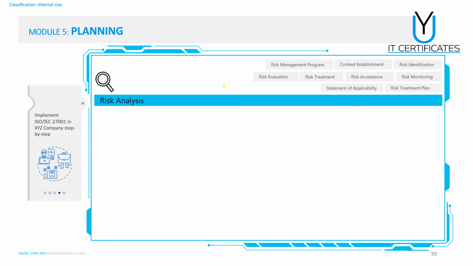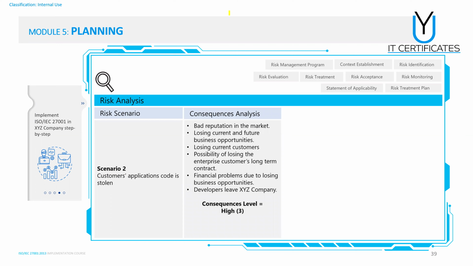Okay, what is the next scenario? Customer's application code is stolen. Wow, this is a crisis. Again, what is the impact? Bad reputation in the market, losing current and future business opportunities, losing the current customers because their code was stolen, possibility of losing the enterprise customers' long-term contract. This is the contract which we are looking for. If they know that the customers' code will be lost, then it will be a crisis. They may terminate the contract.